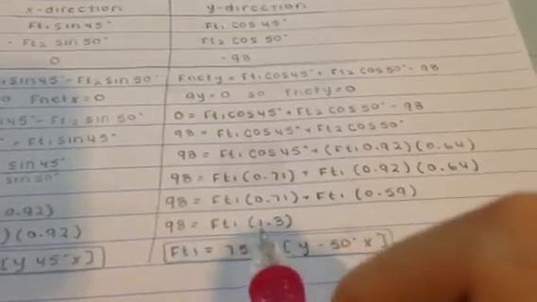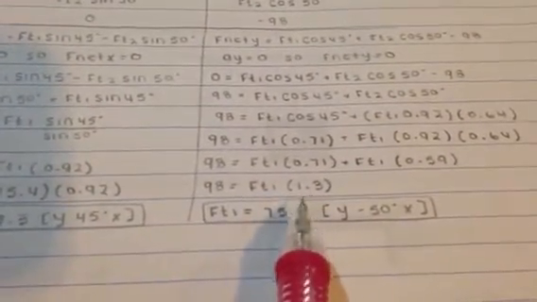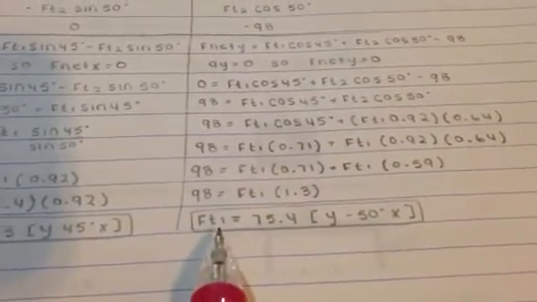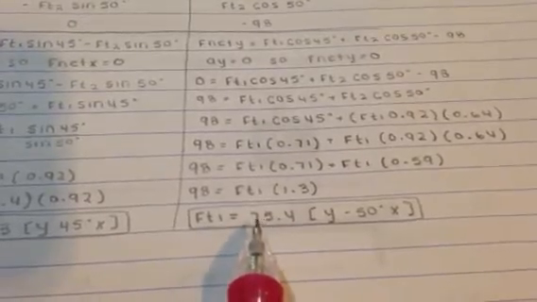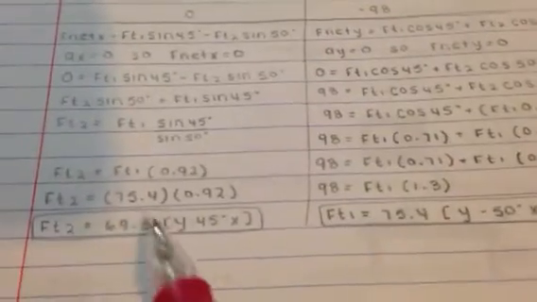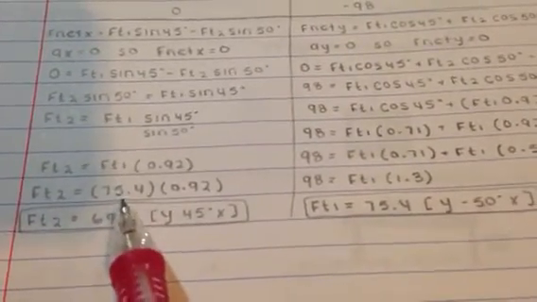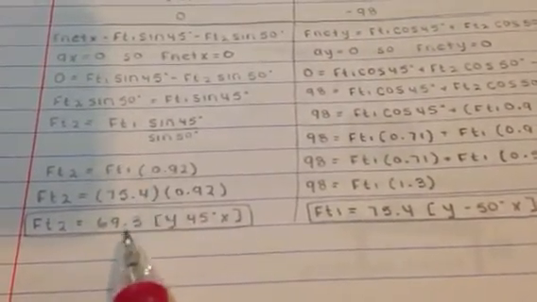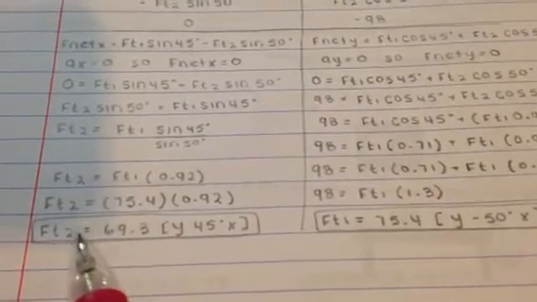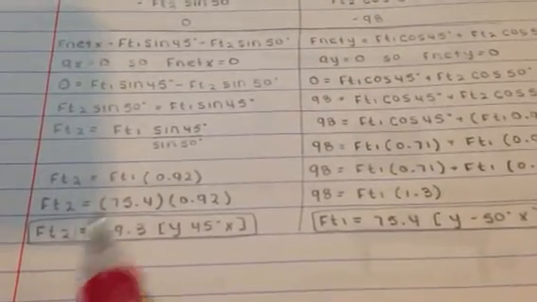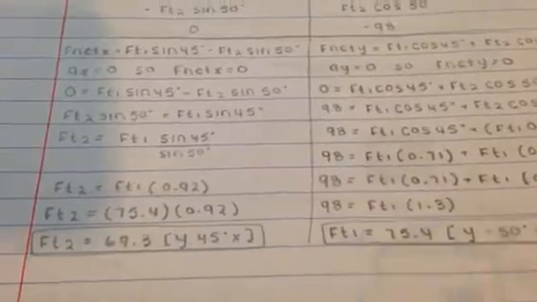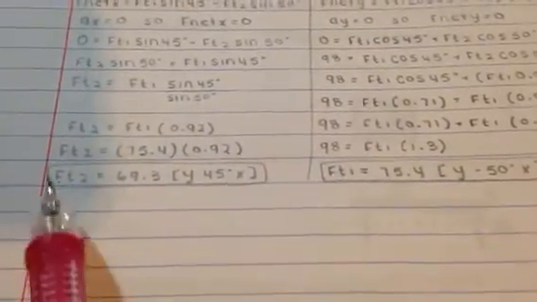So FT1 times 1.3 equals 98, and then you divide the 1.3 on this side. It's going to give you FT1. It's 75.4, and then you're going to replace it right here. So you multiply this times this, that was the original one, and it's going to give you 69.3, which is the force of FT2. So now you have force tension 1 and force tension 2.